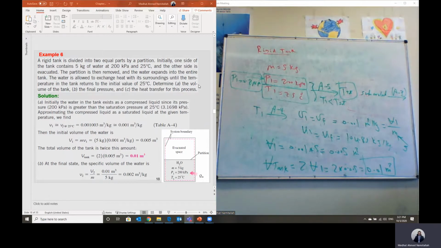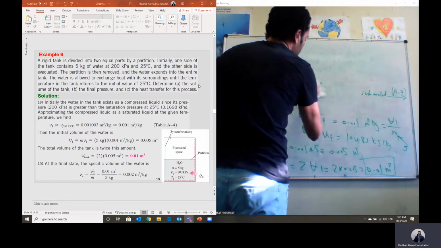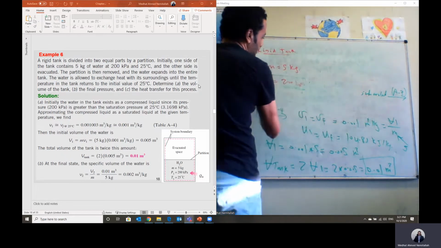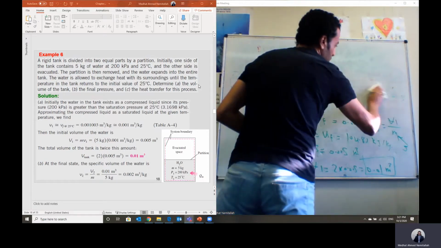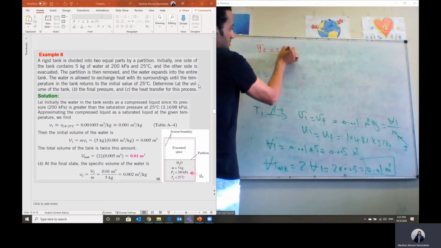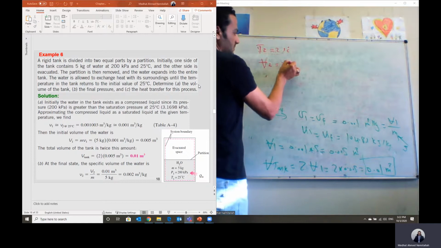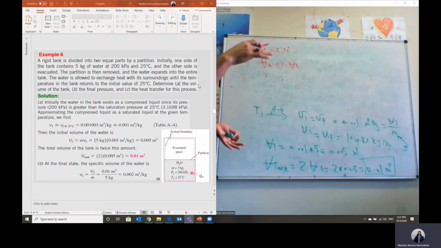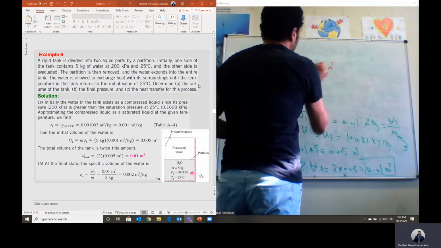Okay. But we need to calculate the final pressure P2. The temperature is kept constant. We have the temperature T2 equal to 25 degrees C. But we need another property in this case. What is this property? At step number 2, we have the temperature T2 equal to 25 degrees C. But we have the volume V2, which is double the volume V1. After expanding, the water is expanding actually to occupy the whole volume, which is equal to the volume of the tank, which is equal to 0.01 meter cube.